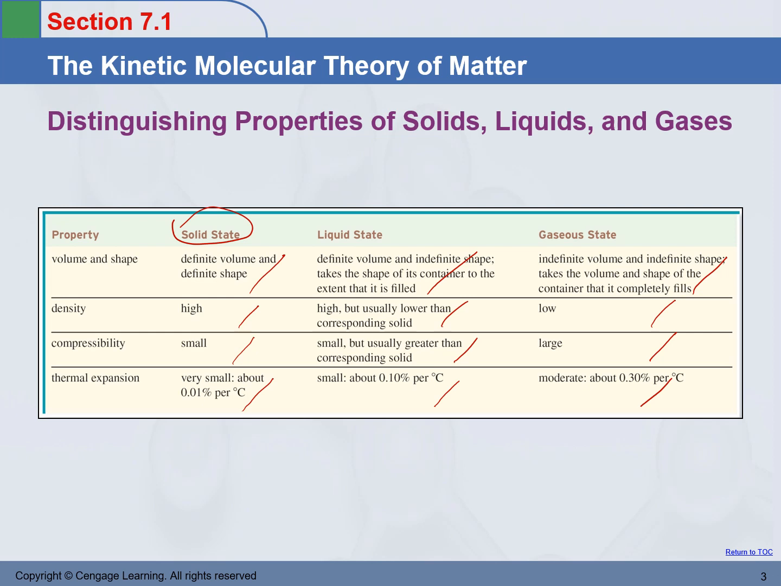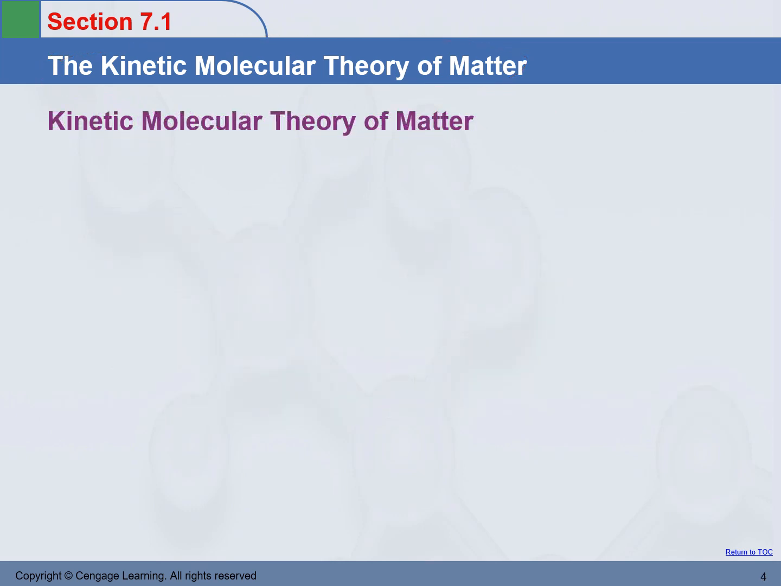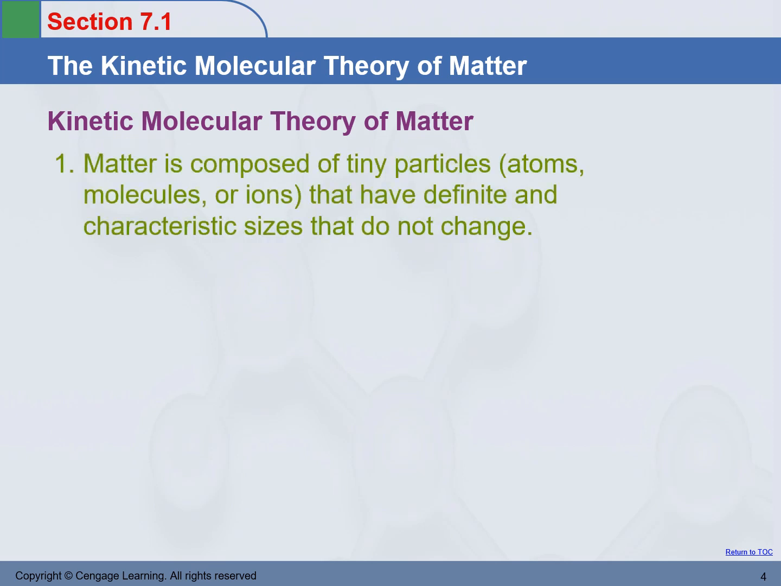However, in this class, knowing this is not our purpose. We know pretty much all of this already. Our job is to understand why there is such a big difference in these physical behaviors for the three states. In order to do that, we will have to introduce a new theory that is called kinetic molecular theory. Kinetic molecular theory has five statements that talk about the composition of matter.